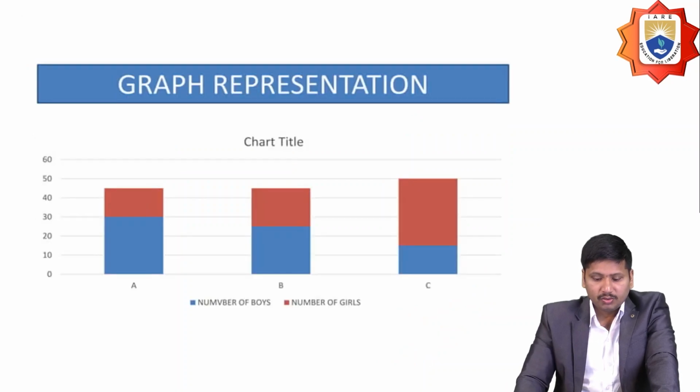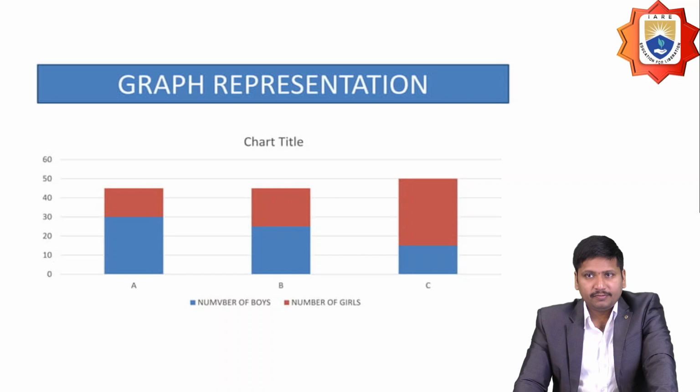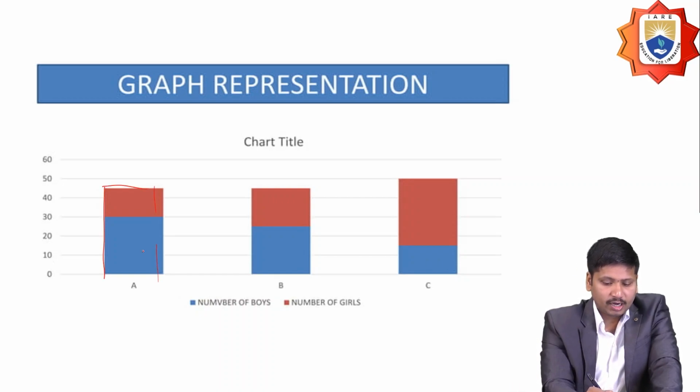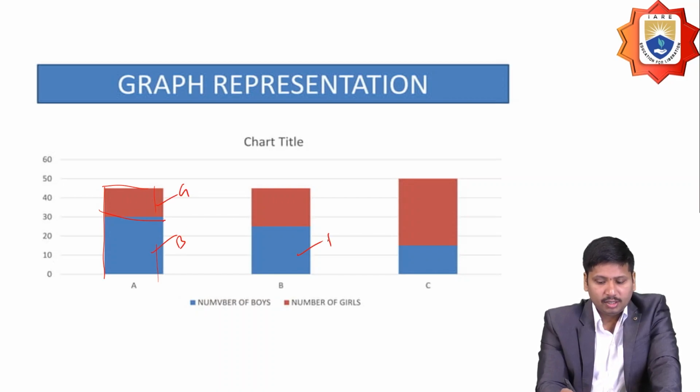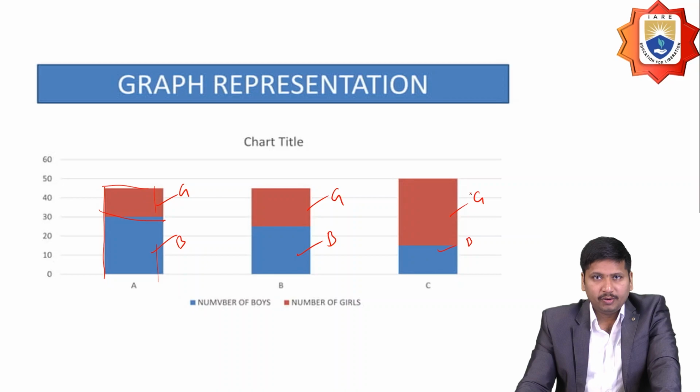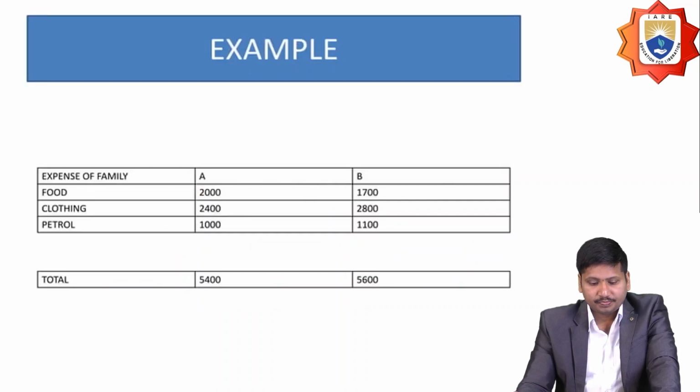That means here, in a single bar itself, instead of representing two bars, I can represent the percentage composition of boys and girls, and here also the percentage composition of boys and girls, like this. Okay, so this is somewhat a better way of representing the bar chart.